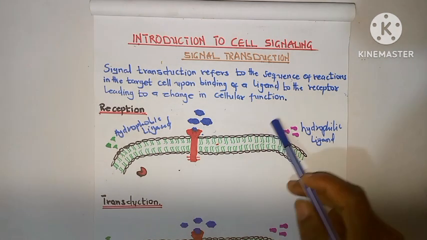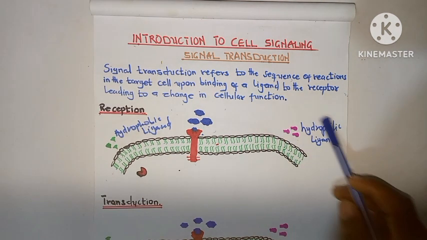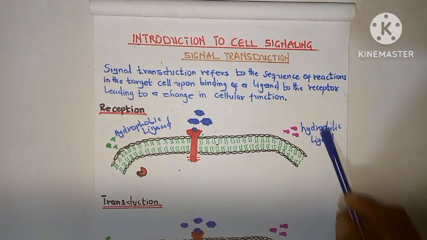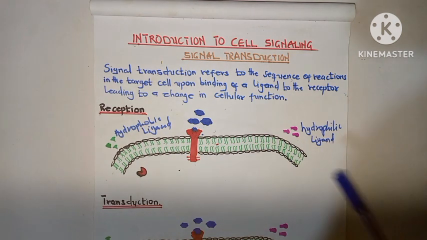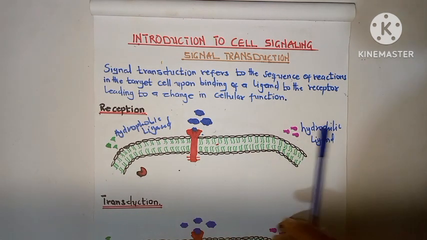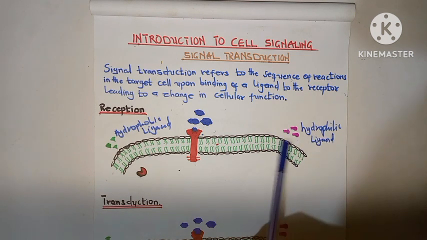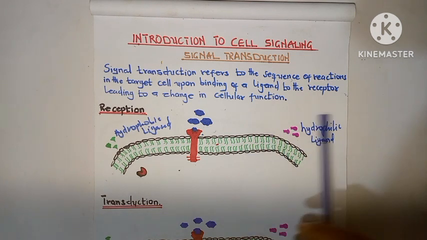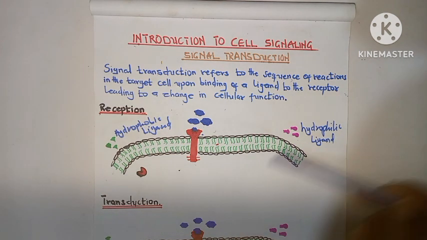With this type of ligands, because of their nature they can't pass through the cell membrane, so they are found on the cell surface. And their receptors are also found on the cell surface. So these are called hydrophilic ligands, those that cannot cross or pass through the cell membrane.